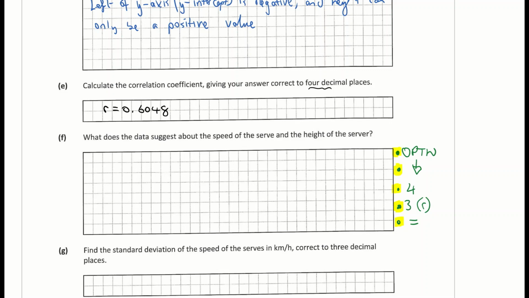Part F, what does the data suggest about the speed of the serve and the height of the server? So 0.6 is basically a mild or moderate correlation coefficient. So 1 is perfect, that's the strongest. So 0.6 is just over halfway from 0 to 1. So I'm going to say there's a mild or moderate correlation.